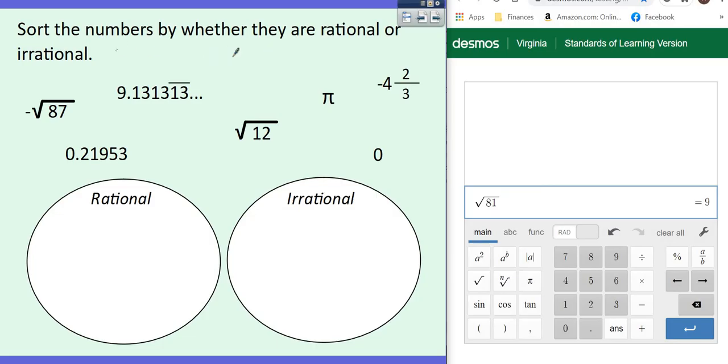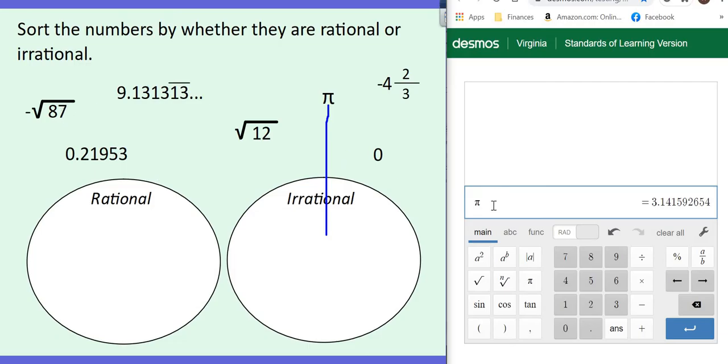Okay, this next question was supposed to be a drag and drop, but Miss Voss cannot figure out how to fix that, and Miss Benson is too far away, so therefore I'm just going to draw lines. It says sort the numbers by whether they are rational or irrational. Well, we know what irrational numbers look like. They look like pi. They go on forever. They never stop. So we know pi is irrational. So we're going to draw a line there.